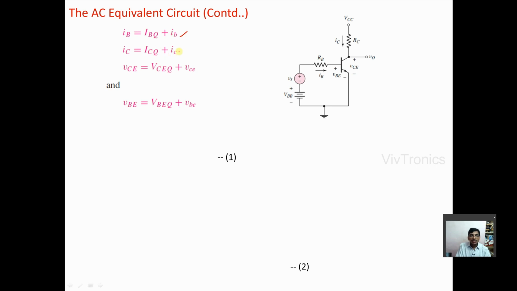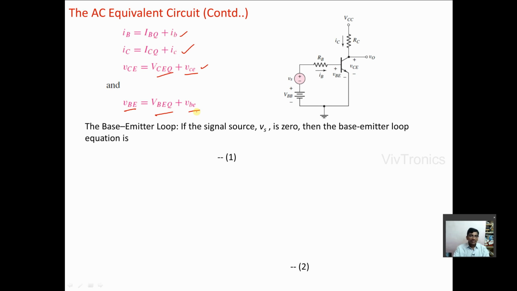IC is equal to ICQ plus ic, and VCE is equal to VCEQ plus vce. So these are all a combination of the DC component plus the AC component. Similarly, VBE is equal to VBEQ plus vbe. Now consider the base to emitter loop when the signal voltage Vs is 0.